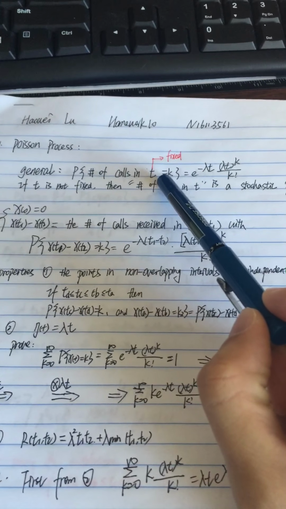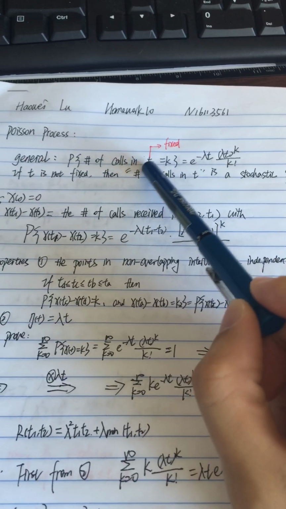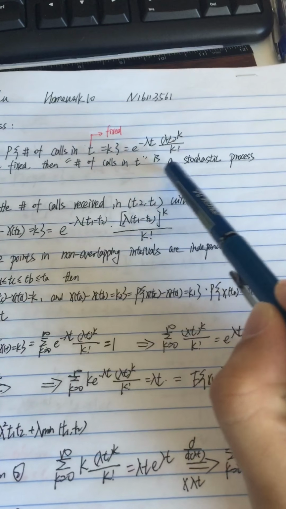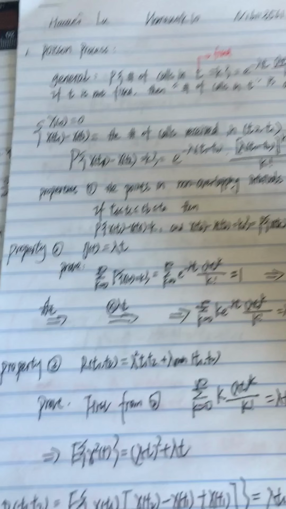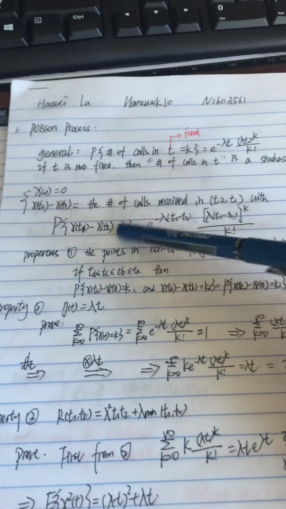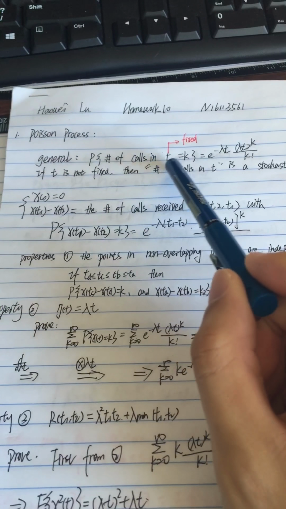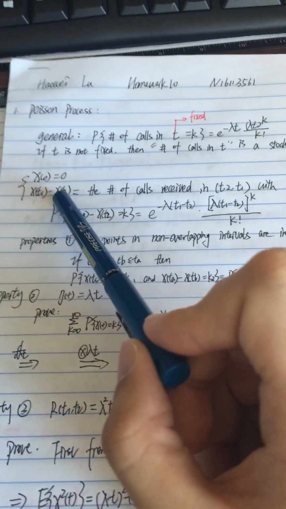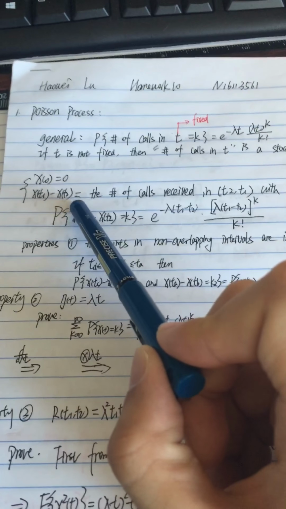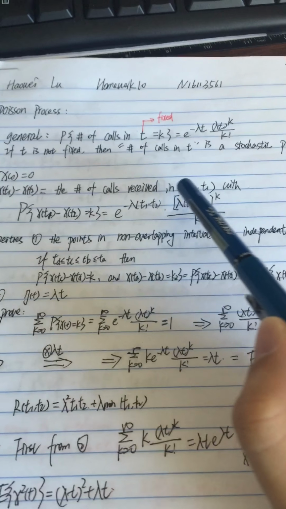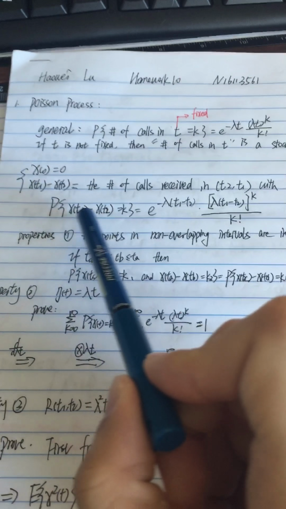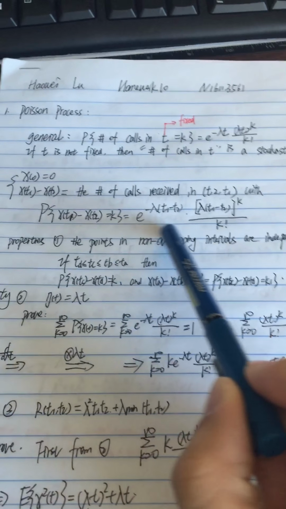So what if the interval t is not fixed? So the number of the chords in t is a stochastic process. So first we need to know some property of this. The first is that X0, which means the number of the phone calls in t equal to 0, should be equal to 0, and X(t2) minus X(t1) is equal to the number of calls received in the interval t1 to t2. So this probability is equal to this equation.